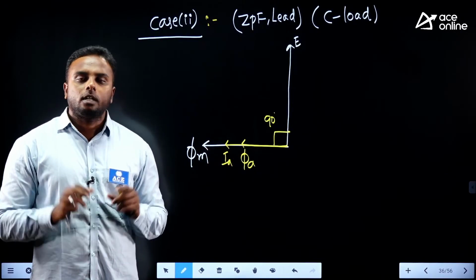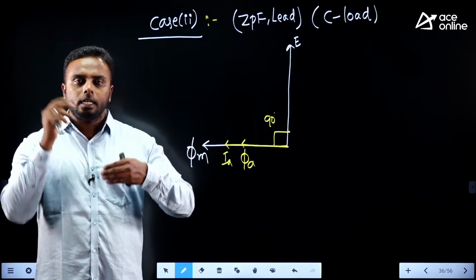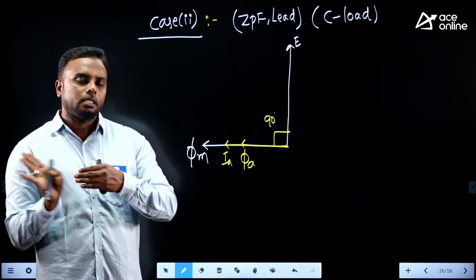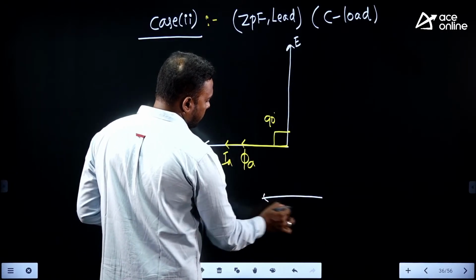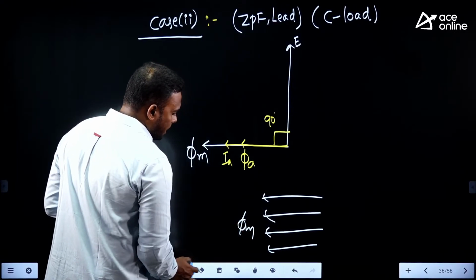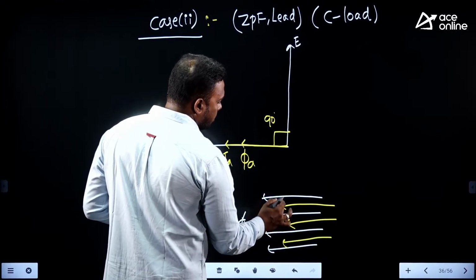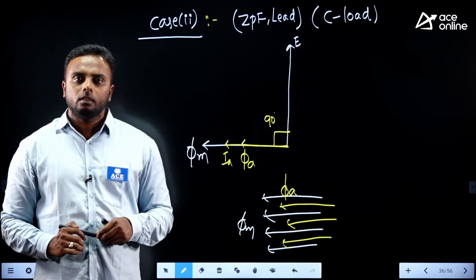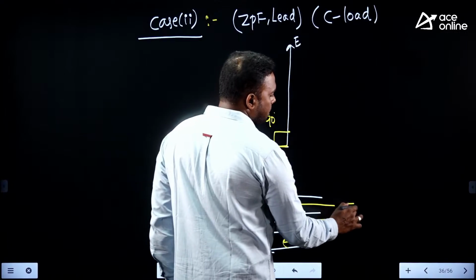Yes. What happens to the overall flux now? Increases. If the two fields are in opposite direction, then the resultant flux will decrease. But right now both are in the same direction. This is the main flux in this direction, and the armature flux is also coming in the same direction. Now what is the resultant flux here? Increased. This effect we call the magnetizing effect.